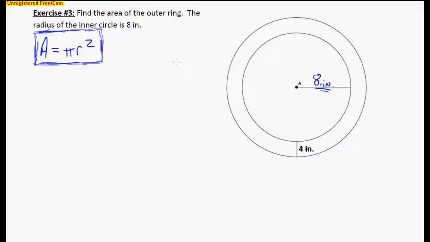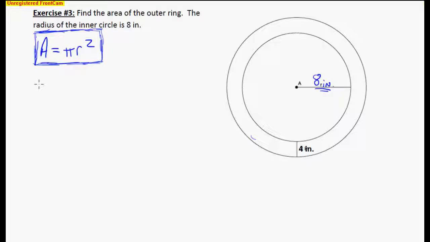Okay, what are we going to do? This is very similar to the first exercise, where I want to find the area of the big circle, because that gives me the area of this whole figure here. And then I'm going to take away this inner part right here. I don't want in here, so I'm going to find the area of that smaller circle and just take it away.